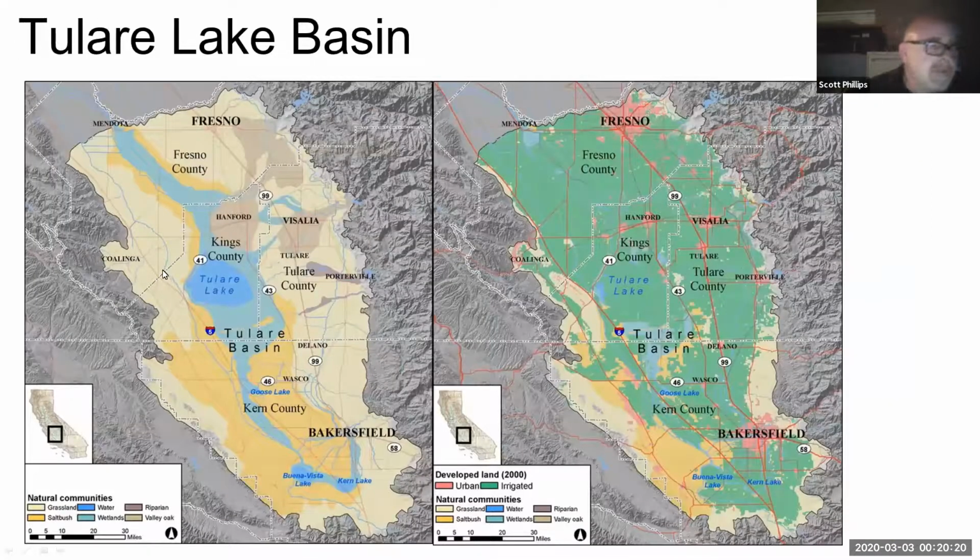Historically, there was a large lake in about the middle of Kings County called Tulare Lake. This is about what it looked like around 1851. At one time, it was much bigger, encompassing this whole area here. However, as we cut off the water supply to it through irrigation and also actively drained the river to reclaim it as cropland, that lake eventually disappeared. At one time, it was the largest freshwater lake in the western United States.